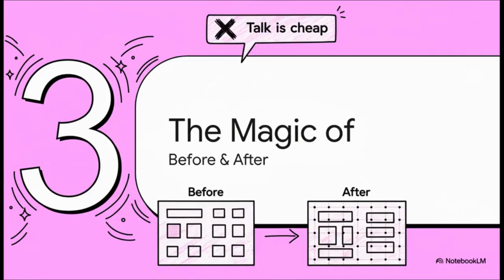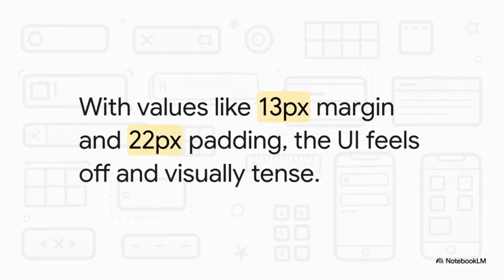Okay, but talk is cheap, right? Let's look at a quick before and after so you can see for yourself just how powerful this one tiny change can really be. All right, take a look at this card. It just feels a little off, doesn't it? And that's because the spacing is totally random. You've got 13 pixels of margin here, 22 pixels of padding over there. These arbitrary values create this subtle visual tension that your brain picks up on, and it just feels wrong.